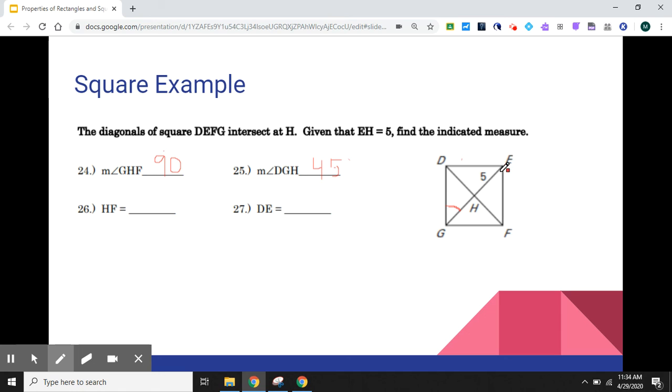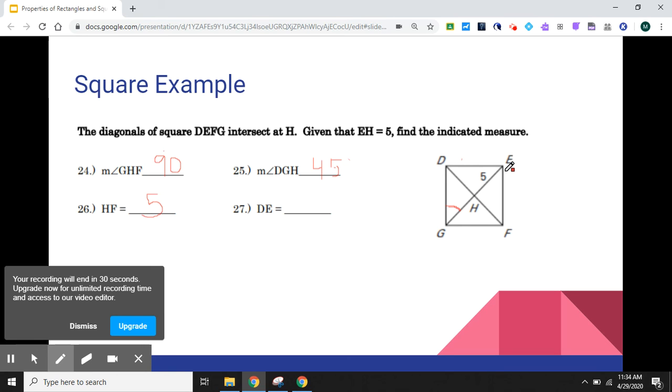Now, HF. To figure out HF, we know that EH is 5, which would make the whole thing 10. This diagonal is going to be congruent to that one. So HF would also have to be 5. Now, segment DE, we would need to use the Pythagorean theorem. And we're going to do the Pythagorean theorem next unit, so you won't have to do that one.